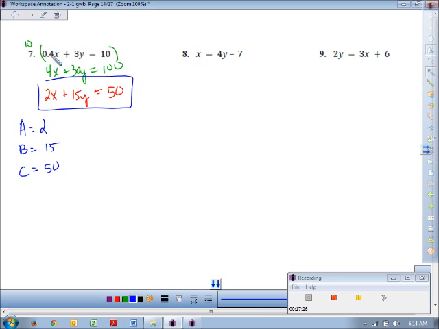So if there was tenths in there, you multiply every term by 10. If there was hundredths for a decimal place, you multiply every term times 100, and so on, to clear that out. So why don't you pause the video and get number 8 and number 9 done, and then we'll see how we did.